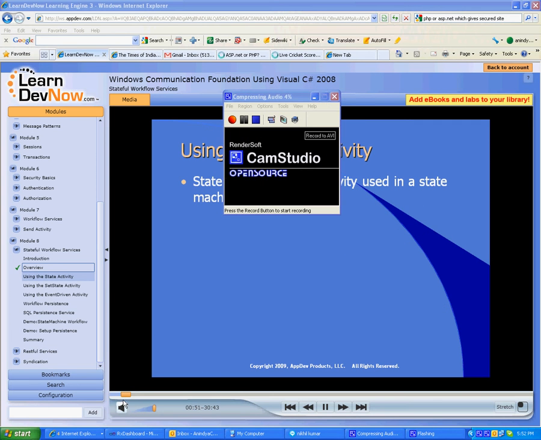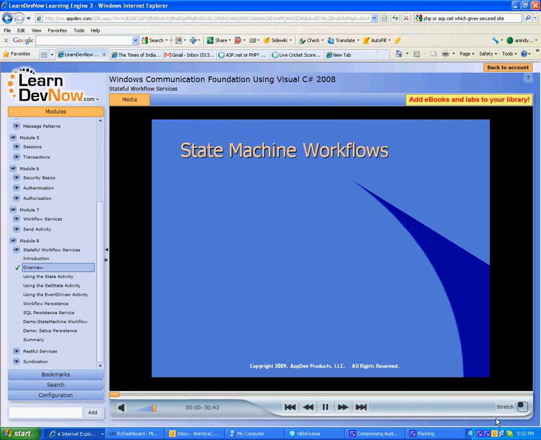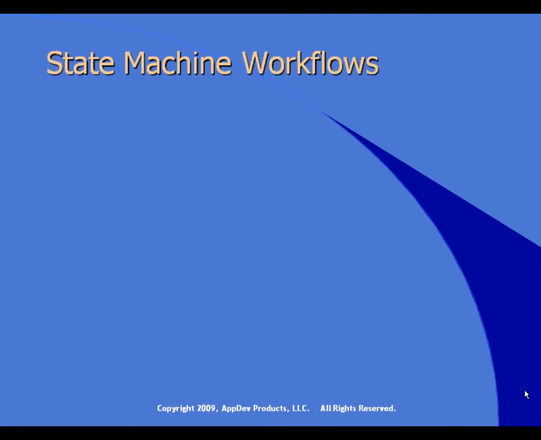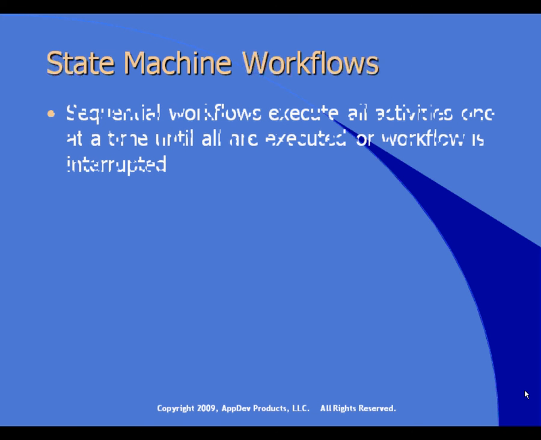The main activity that you'll use in a state machine. Let's review the difference between sequential workflows and state machine workflows. A sequential workflow executes all of its activities one at a time, starting from the top, going to the bottom, until they're all executed or the workflow is interrupted.